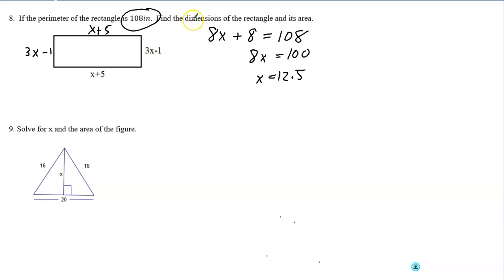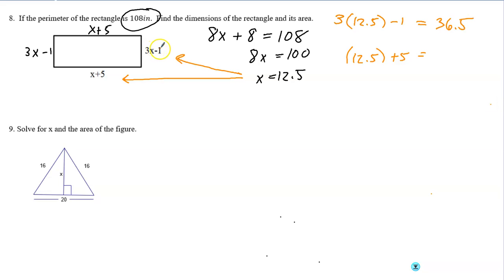So now that's none of my answers yet. I want the dimensions of the rectangle. If I want the dimensions, I'm going to have to plug in x to both parts. So that's the first thing I'm going to do. I'm going to plug in x to that side, and I'm going to plug in x to this side. And I'm going to get the two dimensions. So the first dimension ends up being 36.5, this side, inches, by 12.5 plus 5 is 17.5 inches. So those are my two dimensions.